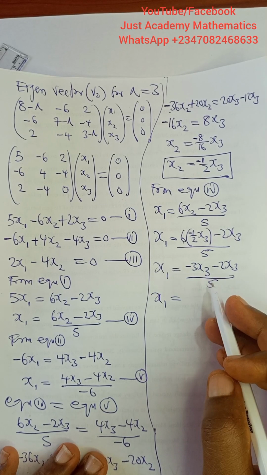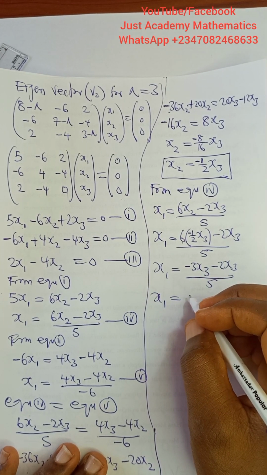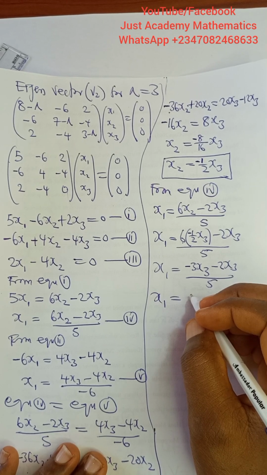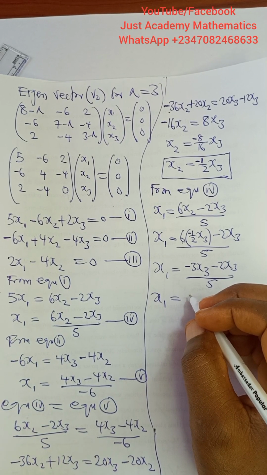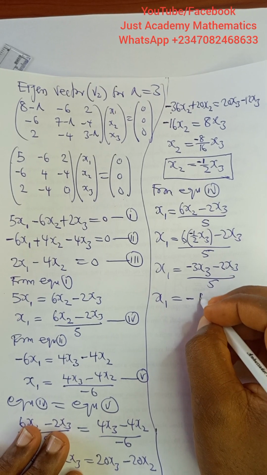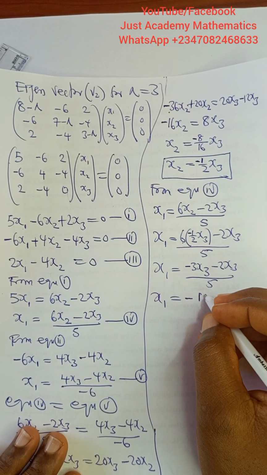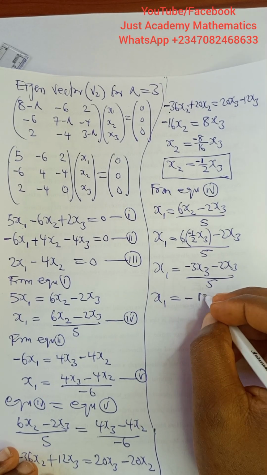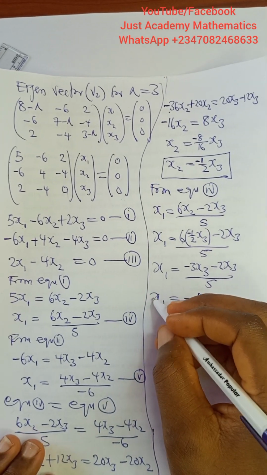That is it now. Minus 5 divided by 5 will give me what? Will give me minus what? Minus 1. Minus 1 x3.